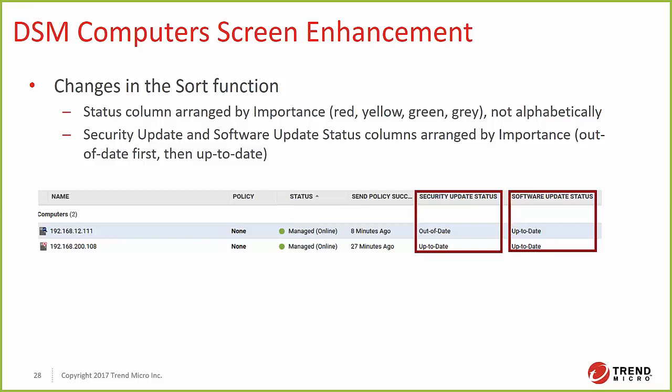importance as well. So whether it's out of date, so that comes up first on the list, and then followed by up to date. So obviously you want to monitor first whatever is outdated on your environment so that you'll be able to prioritize taking action on those compared with the ones that are already up to date.